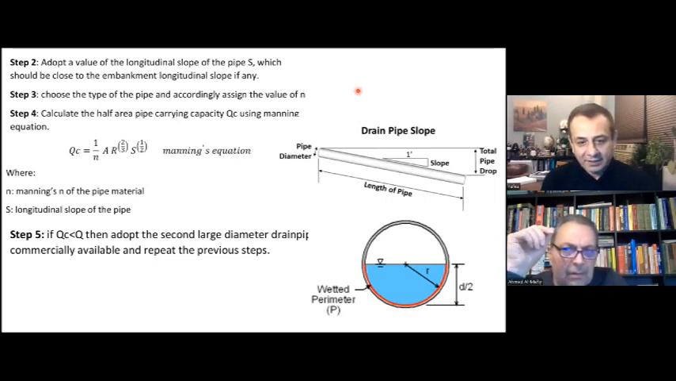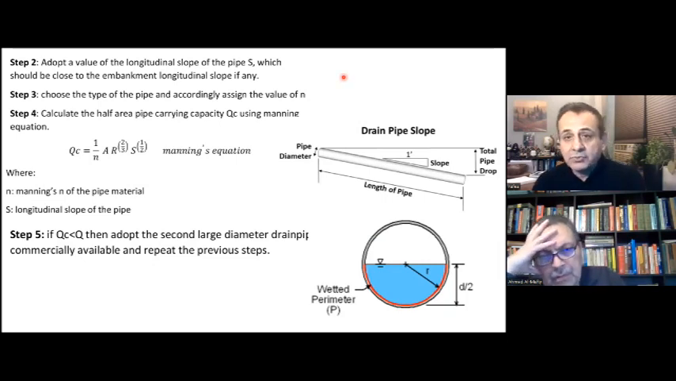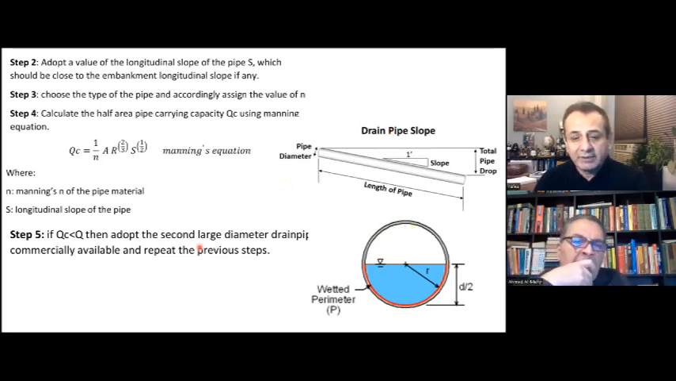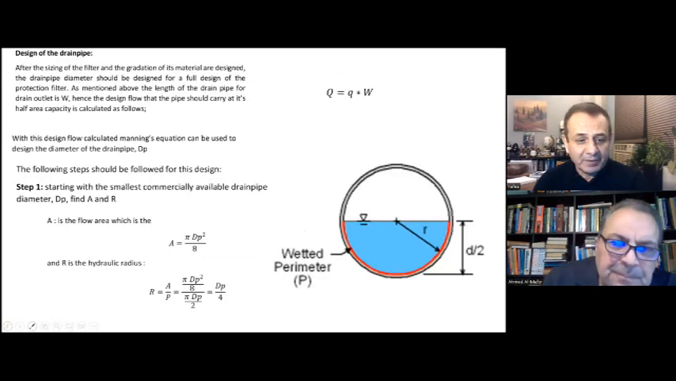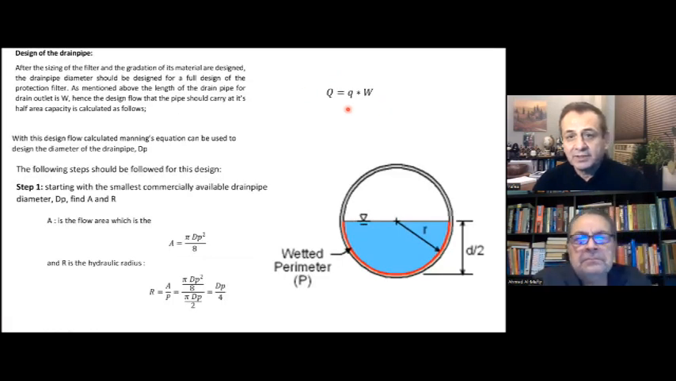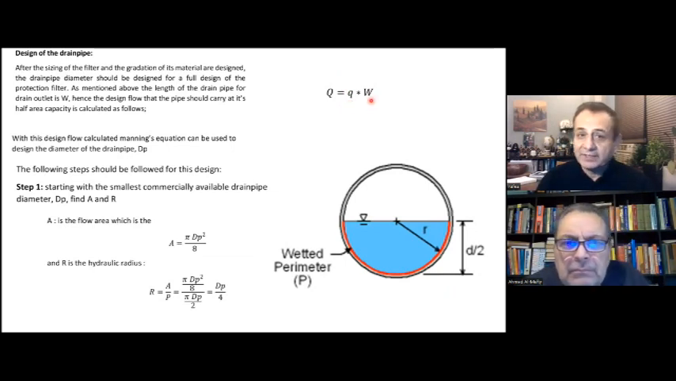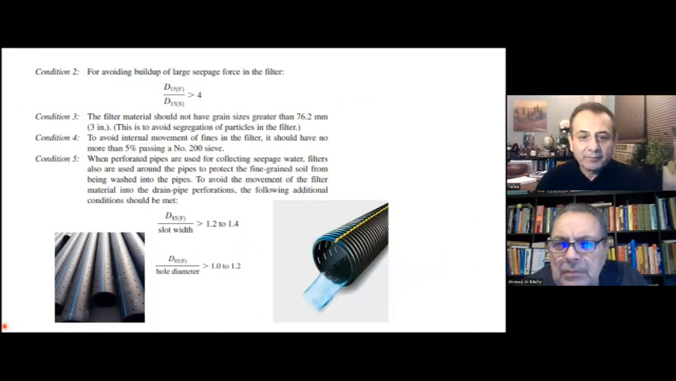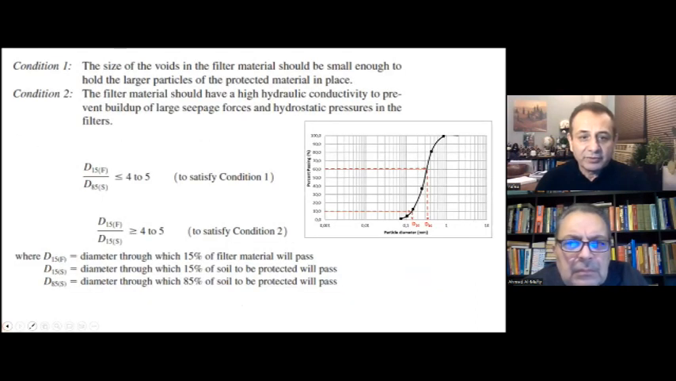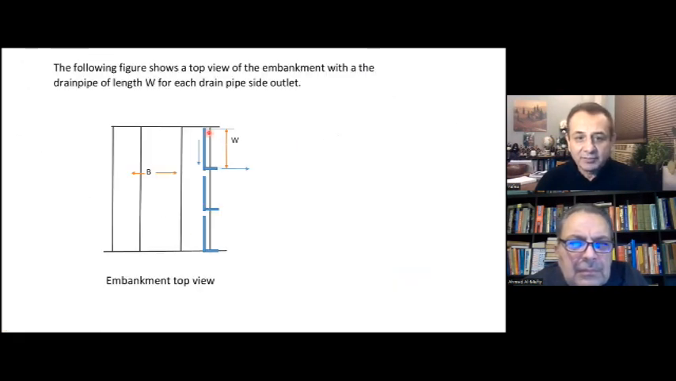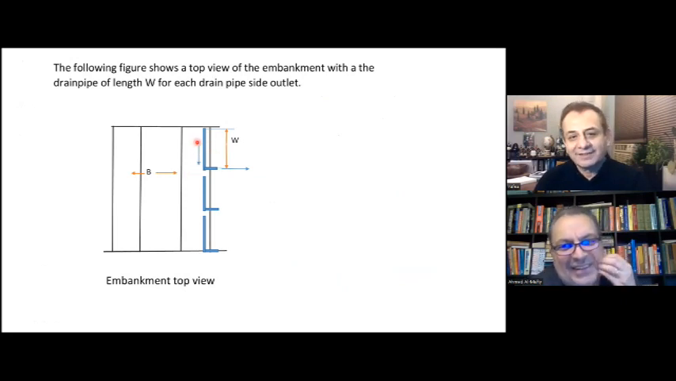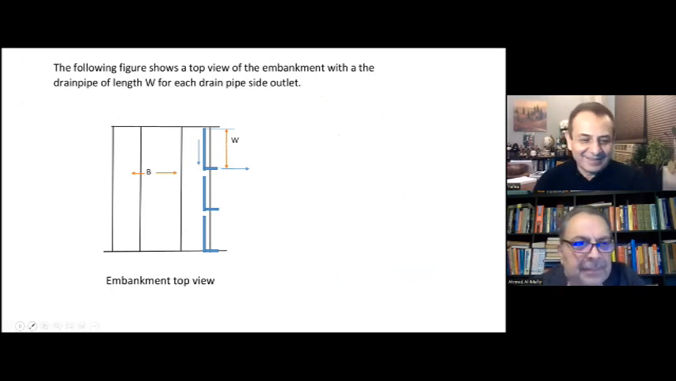Yes, exactly. Now, Q, how much flow is going to come here from the seepage? Is a Q small, the seepage per unit length, times W. I'm going to get back to this equation. Do you remember? Q is the seepage flow per unit length multiplied by W. Now, what's W? I'm going to go back and show you the W that I showed before. This is the W. It's the length of the collector pipe. Exactly.